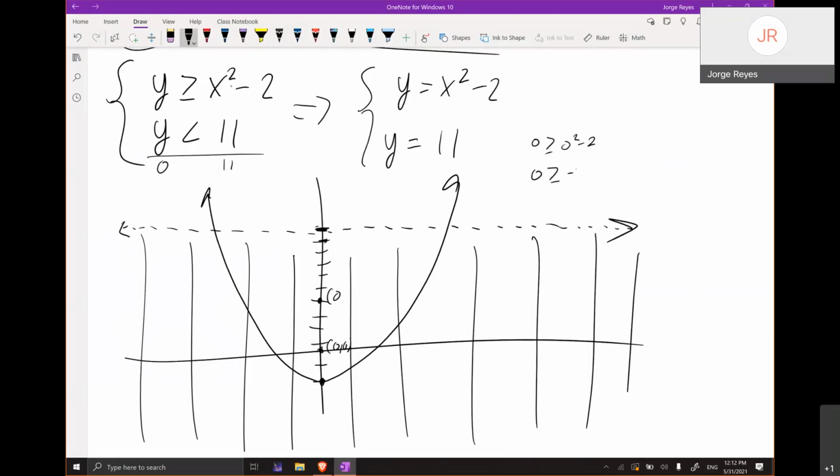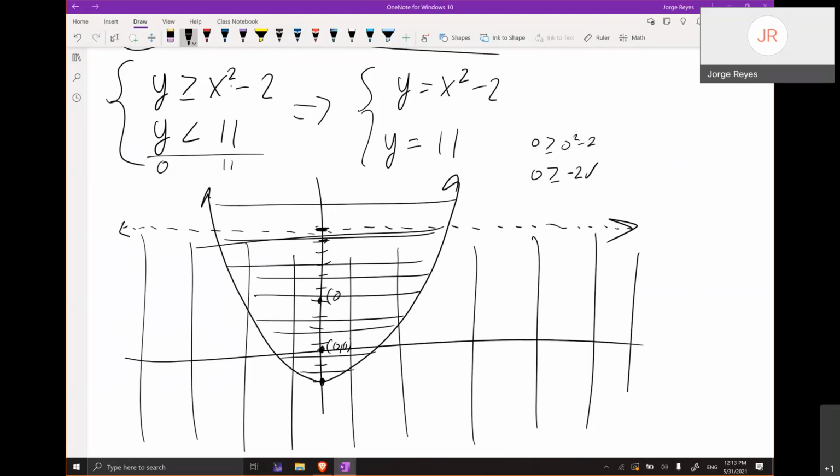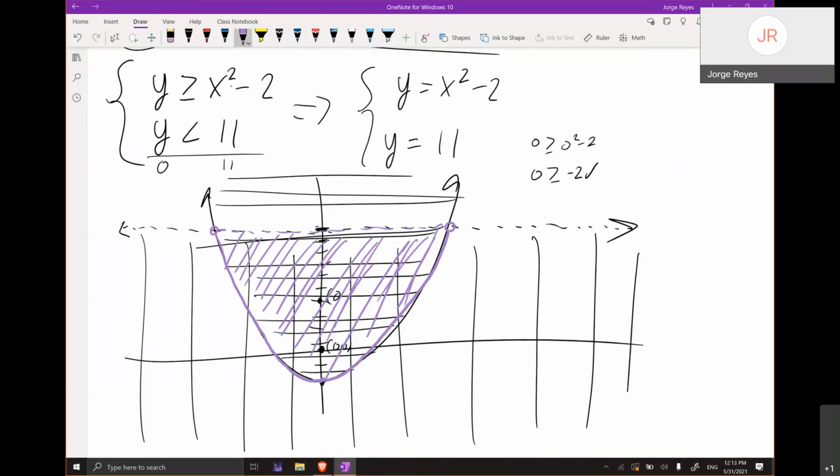0 greater than or equal to -2, that is correct. So since 0, 0 is above the parabola, that means I would shade in above, right? And so that means that this should be open circles. So open circle, this dotted line. This is my answer. This shaded region here, like a cup.